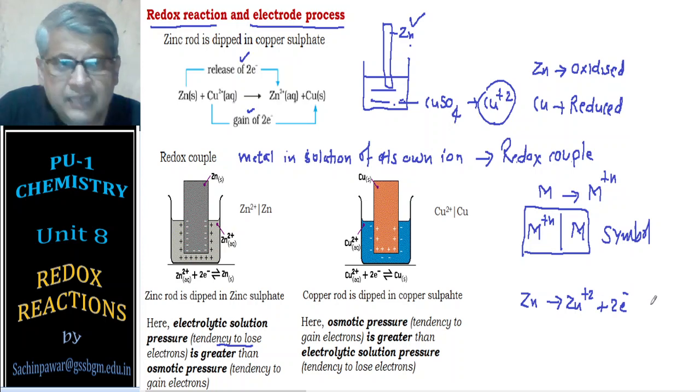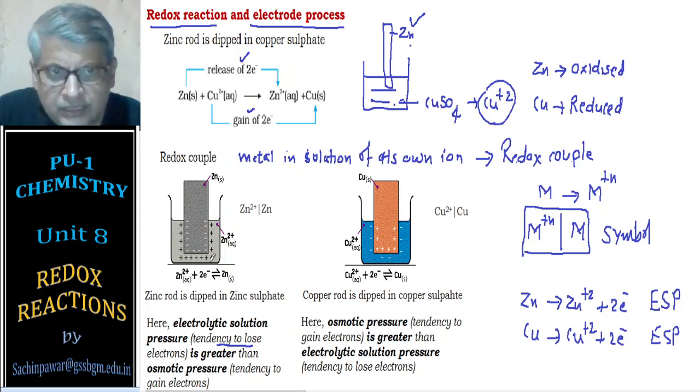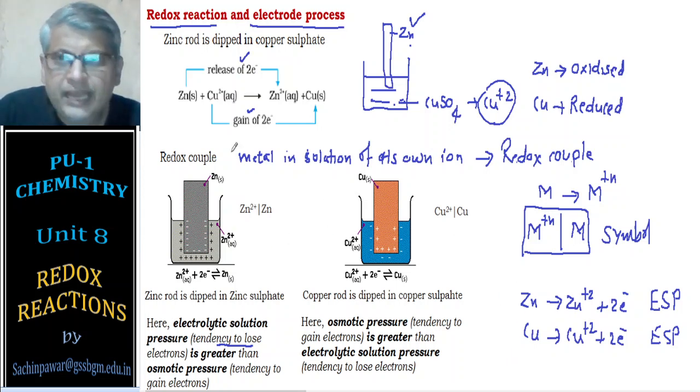This is called electrolytic solution pressure. Okay, there is one tendency, that is copper can lose electrons to form copper plus 2. This is electrolytic solution pressure. And there is one more tendency, that from the solution copper plus 2 can gain electrons.